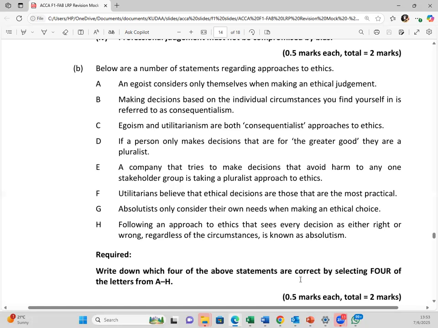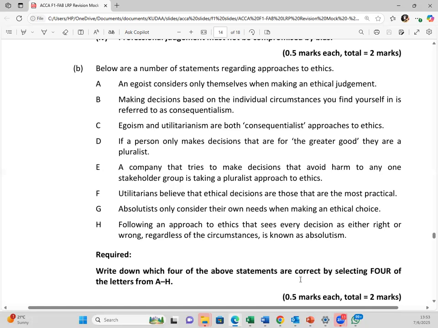If a person makes decisions that are for the greater good, the pluralist, utilitarianism believes that the ethical decisions are those that are the most practical. No. Absolutism considers their own needs. No. Following an approach to ethics that sees every decision as being either right or wrong, regarding the circumstances of absolutism, yes. So the last one is the definition of absolutism.